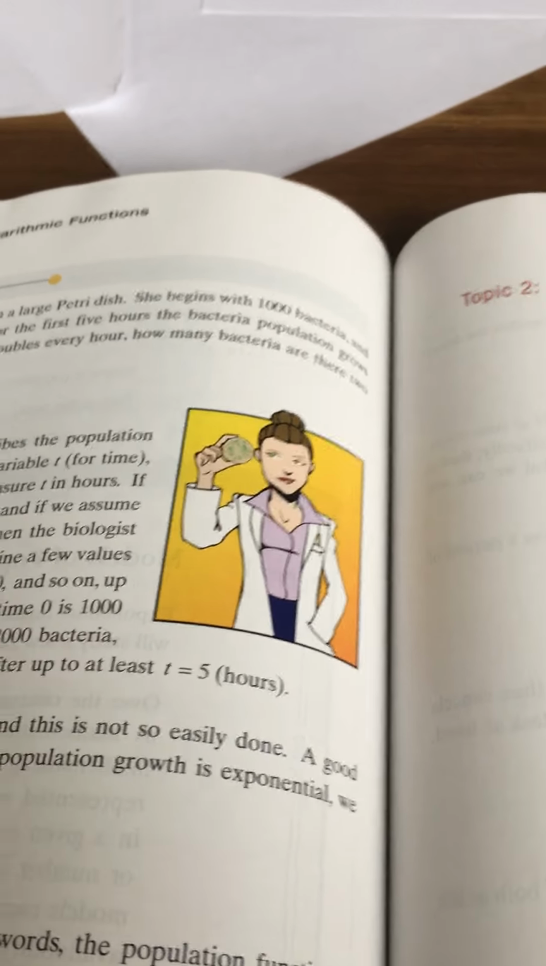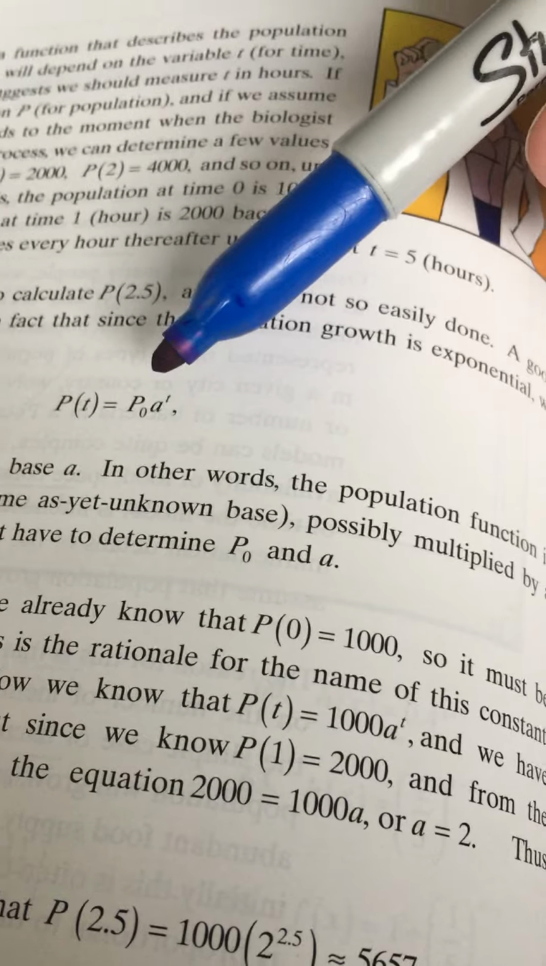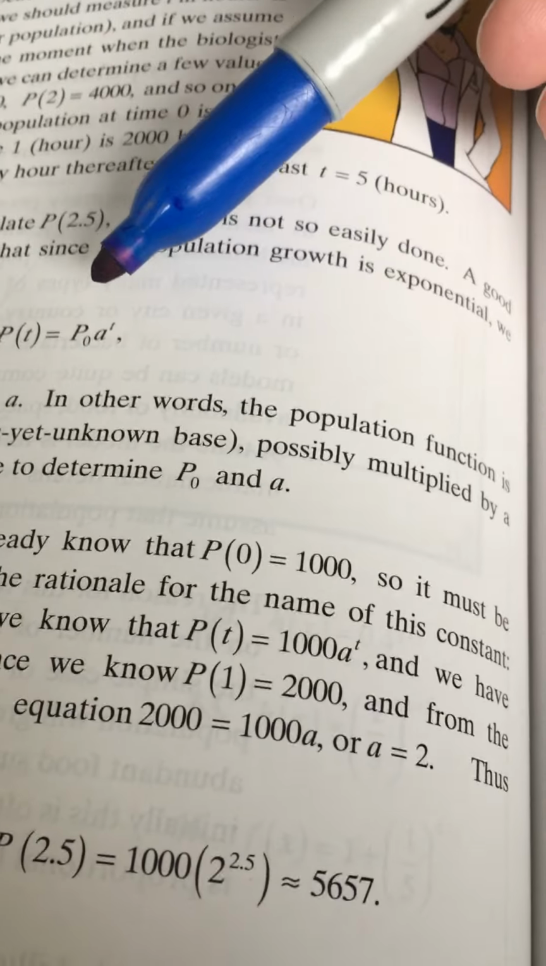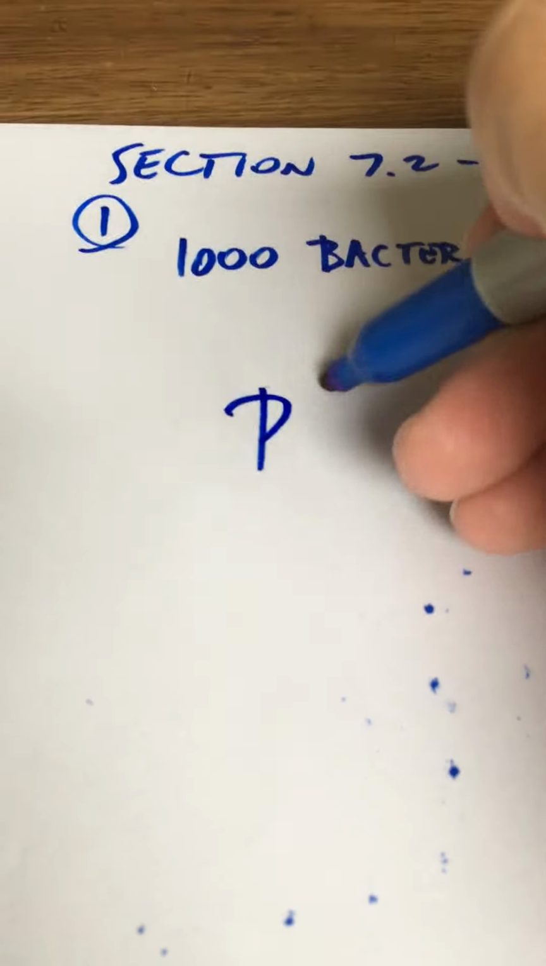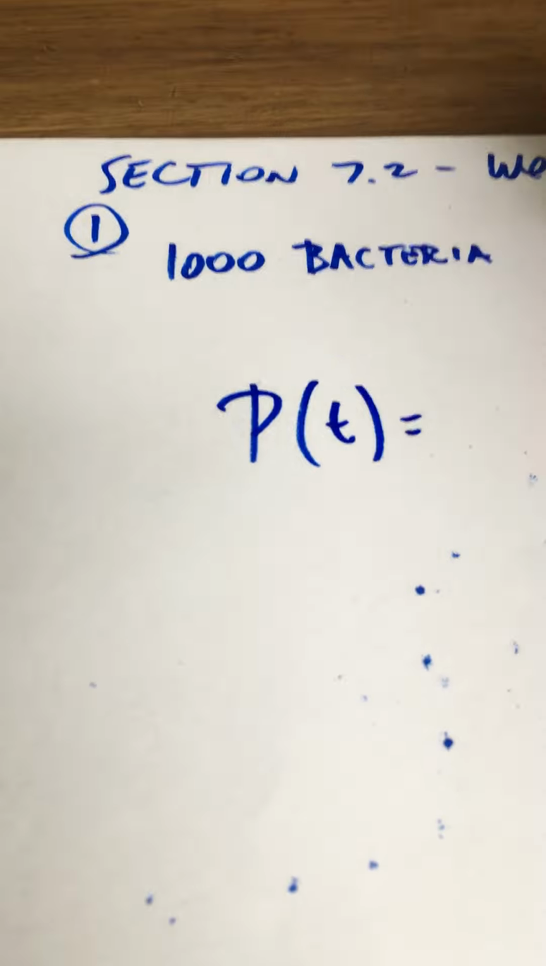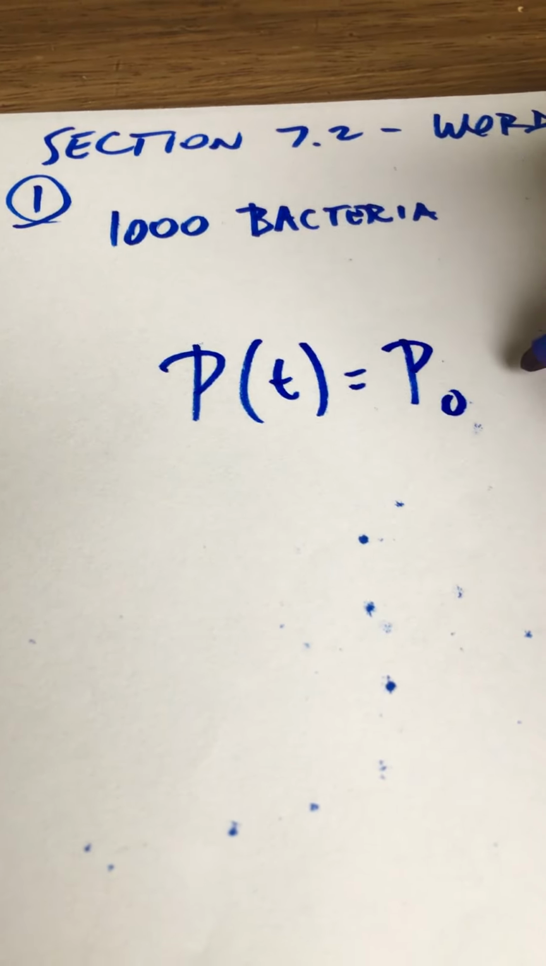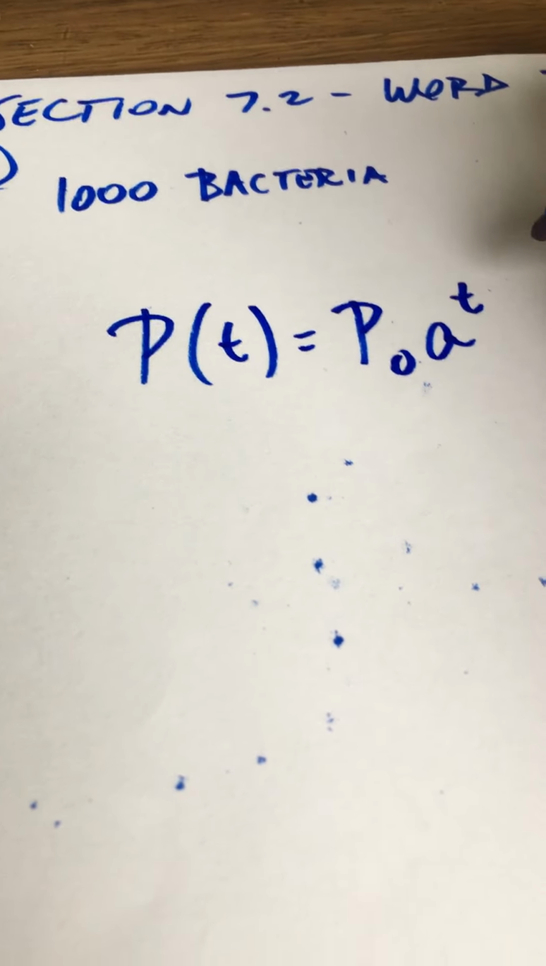Now on these problems, they're typically going to give you a formula that looks like this. Notice that the t is up in the exponent. It's an exponential formula, and this thing is growing exponentially. So let's write this down. Let's explain what all these things mean. It's P of t is equal to P sub 0, a to the t power.